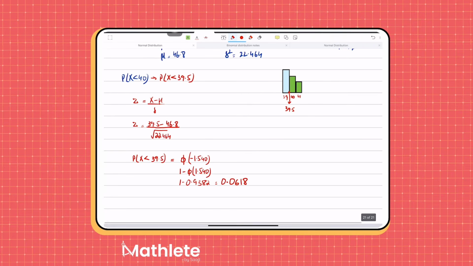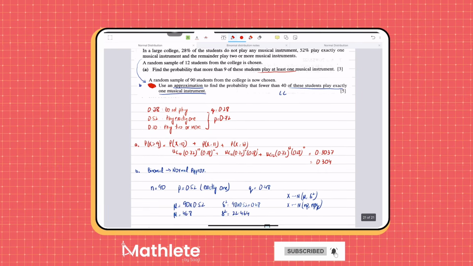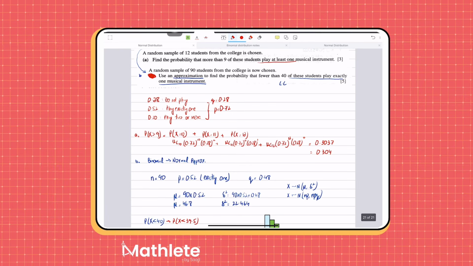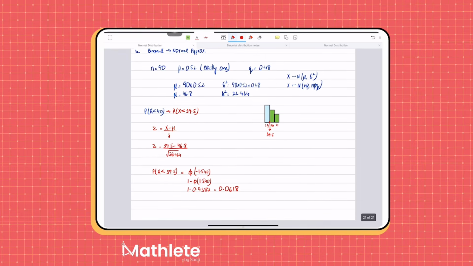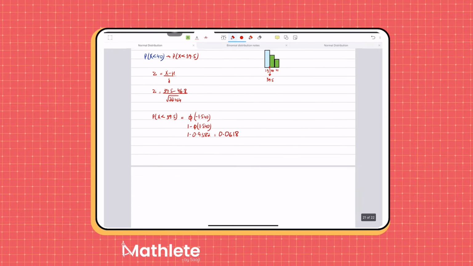0.0618. So there you go. Your answer is the probability that a student chosen at random from 90. The probability that you have fewer than 40, 40 of these students play exactly one musical instrument is 0.0618. I will teach you how to convert today only, inshallah.